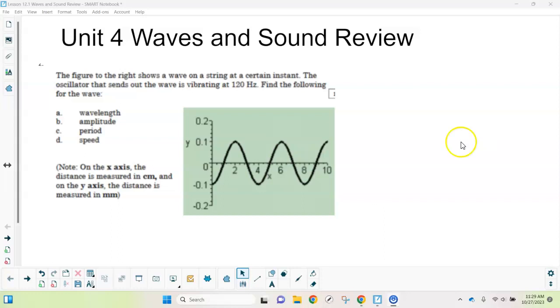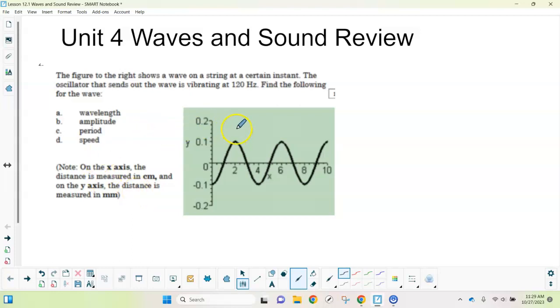So number 2 says the figure to the right, this diagram, shows a wave on a string at a certain instant. The oscillator that sends out the wave is vibrating at 120 hertz, and we're supposed to find various things. So we have to just measure some of these things using the graph. It gives you a note here: on the x-axis, the horizontal, it's in centimeters, and the y-axis is in millimeters. So we just want to make sure we take notice of those units.